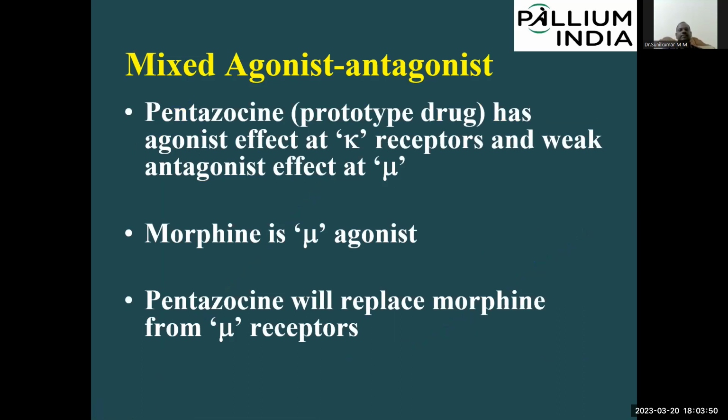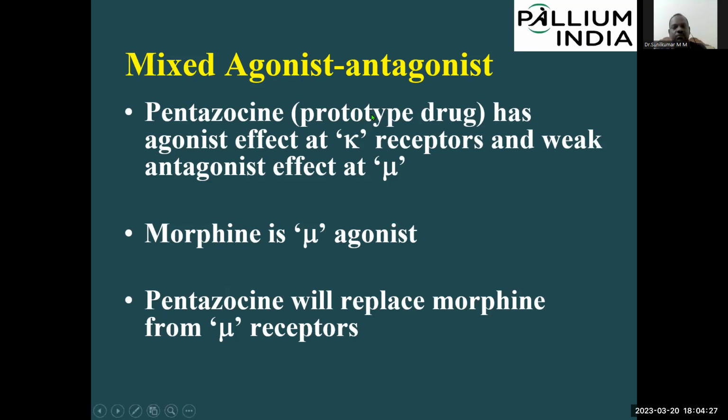So our patient who was on 50 milligram of morphine, suppose if we give him pentazocine, what is going to happen? Pentazocine has two effects. It has an agonistic effect at kappa receptor, but has a weak antagonistic effect at mu. Whereas morphine is a mu agonist. So when you give pentazocine to a patient who is on morphine, what will happen? Morphine will be displaced from the mu receptor and pentazocine will occupy the mu receptor then.